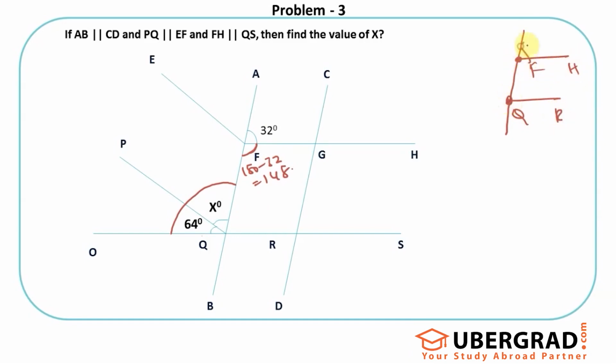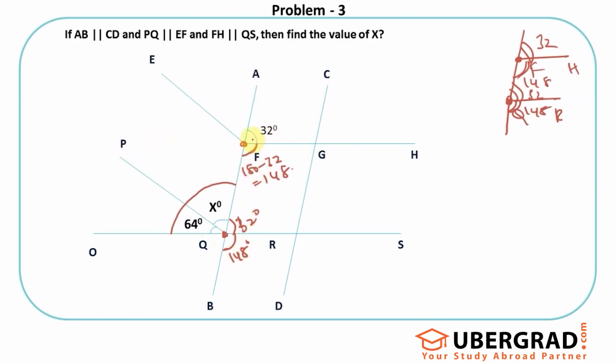So the angles I see should be replicated here, right? So if this is 32 and this is 148, even this is 32 and this is 148. That means this has to be 32 and this has to be 148, right? Because as I said, these are the 2 points. FH and QS are parallel lines cut by a third line AB. So this is replicated, 32, 148, 32, 148.